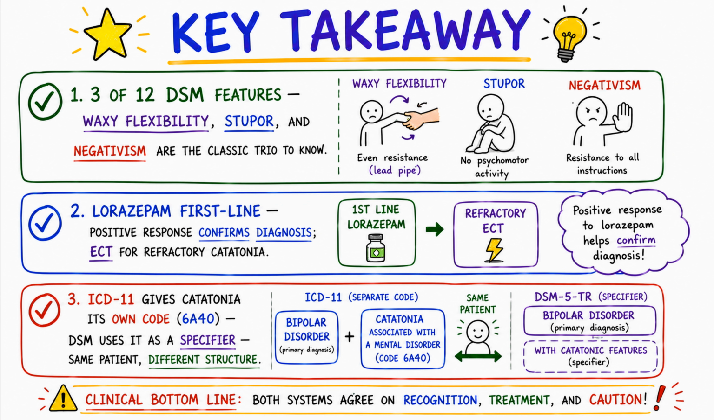Lorazepam first. That is the most important clinical rule from this slide. Not the 12 features, not the coding difference. Lorazepam first, ECT if that fails, and never antipsychotics as first line. Antipsychotics in catatonia can be fatal through NMS. That safety rule is what examiners and clinical reality both care about most.